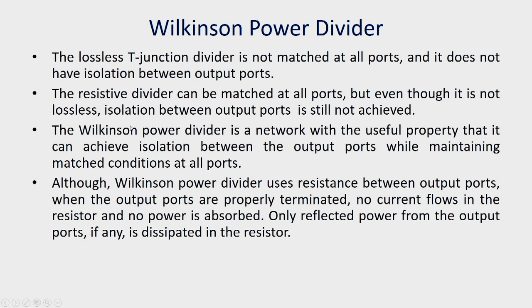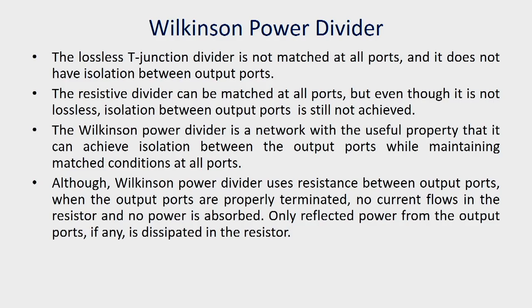Now, the Wilkinson power divider, we will see, will use a resistance between the output ports, but when the output ports are properly terminated, no current will flow in this resistor. So, essentially there will not be any power dissipation in that resistor when the ports are properly terminated. Only if there is reflected power from the output ports, it will be dissipated in the resistor.